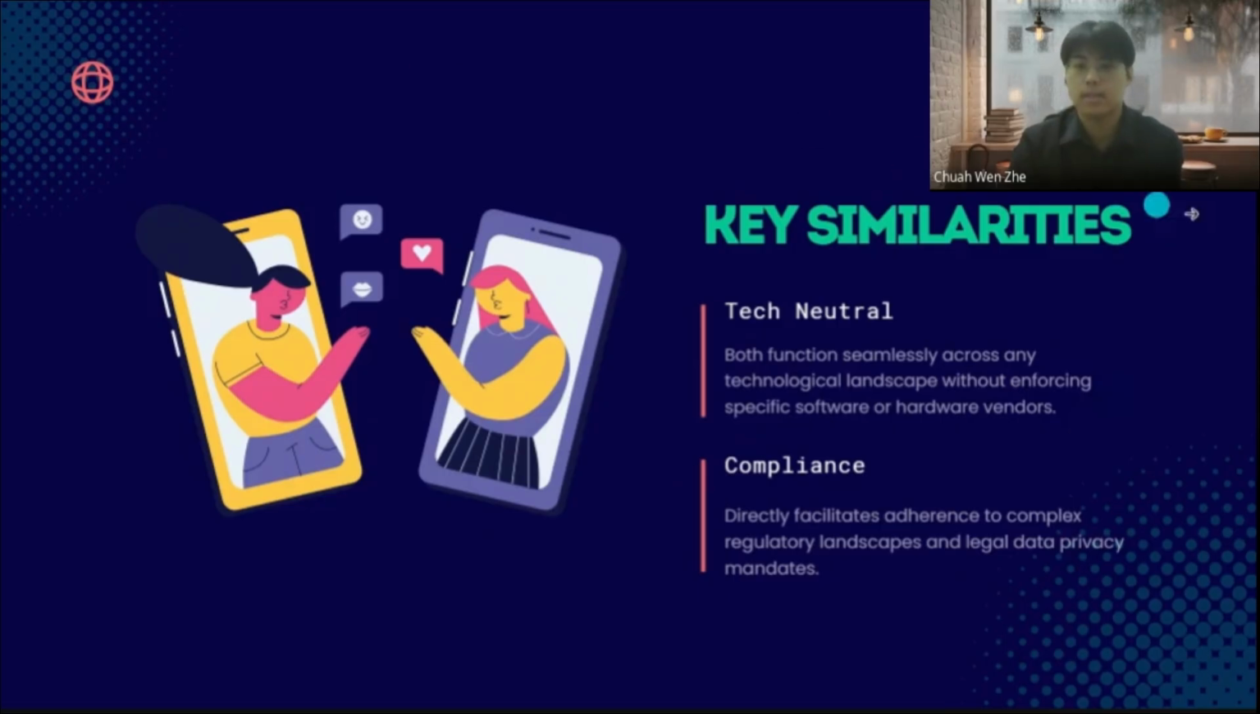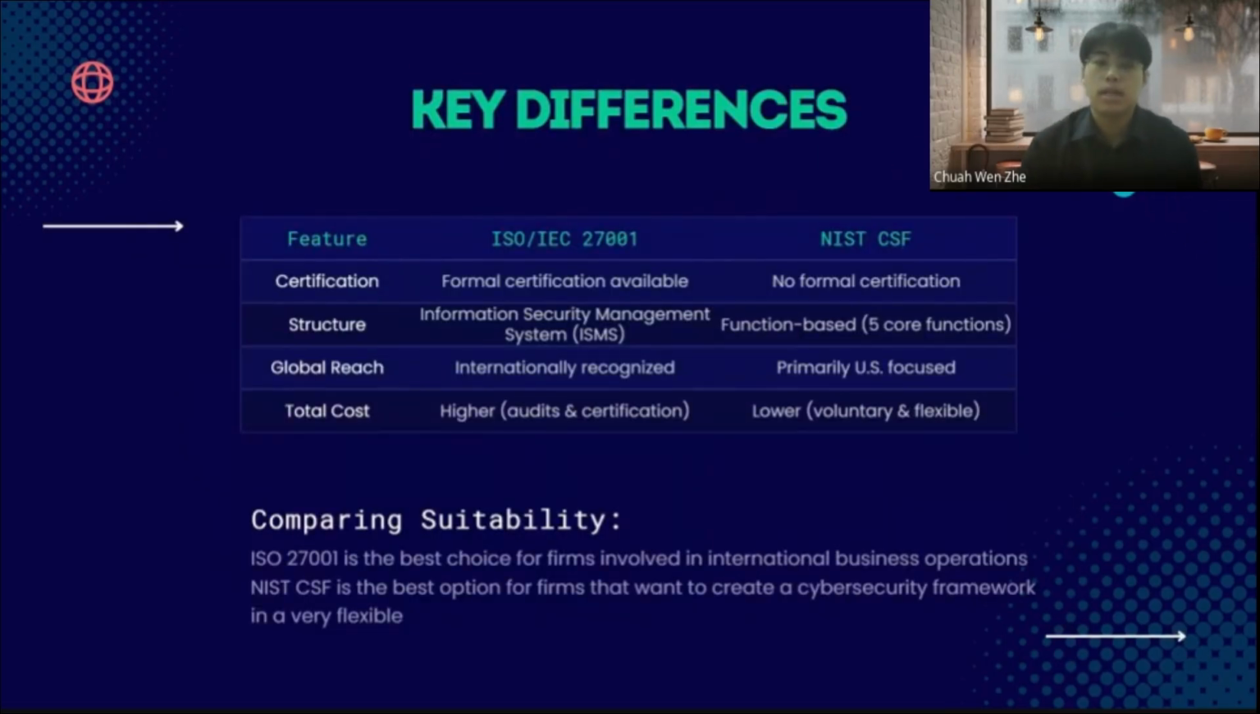So the next one is the key differences, which you can see across four features: certifications, structure, global reach, and total cost. ISO has formal certification, and NIST has no formal certification. For structure, the first one is an ISMS, the second one is a function-based framework. Then the global reach is internationally recognized for ISO. NIST is primarily US-focused. Then the last one is cost. ISO has the highest cost, and NIST has the lower cost.